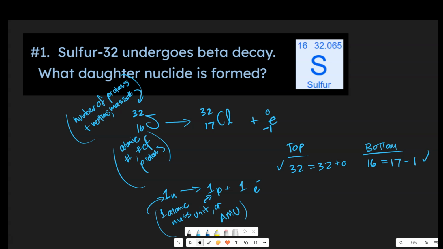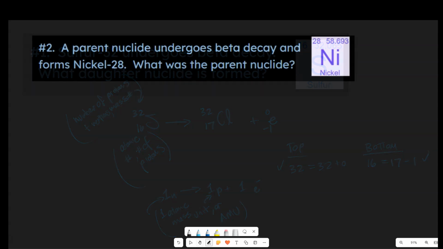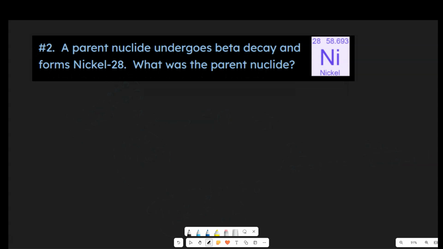All right, so that's how you would do one of these problems. Let me show you a second style of problem that you might come up against. But as you can see, these are pretty straightforward. This problem says a parent nuclide undergoes beta decay, so we don't know what we're dealing with. It's some question mark, we'll say, undergoes beta decay and forms nickel 28. Actually, let's change the problem. This should probably say 58. Let's use that.